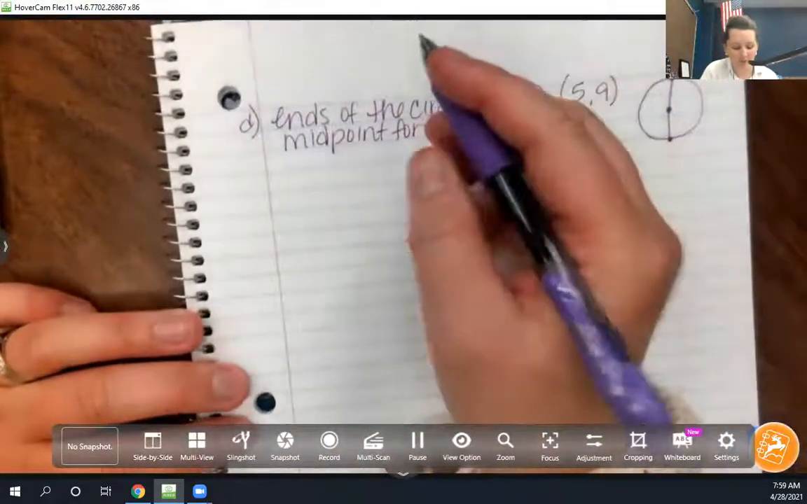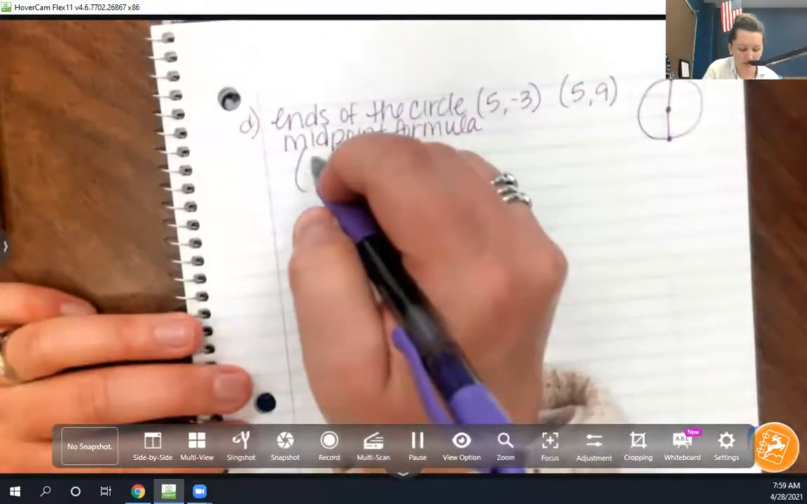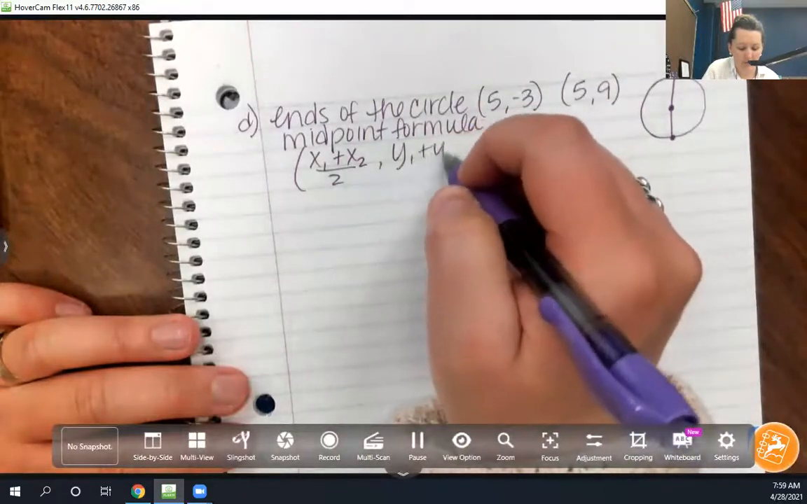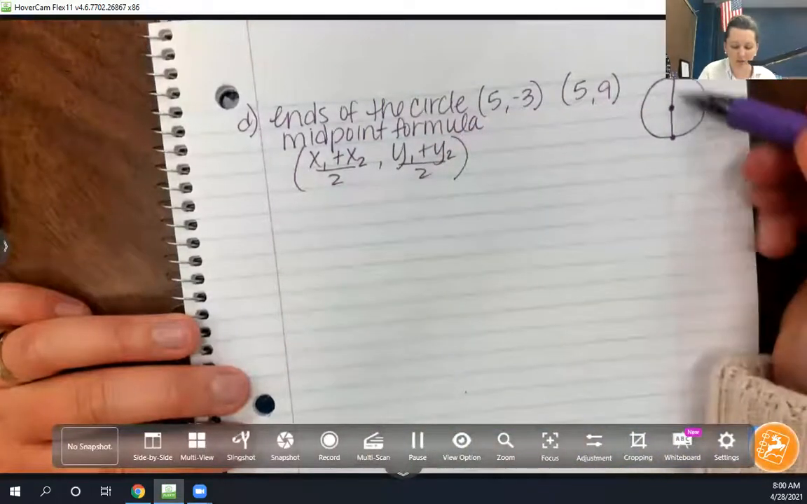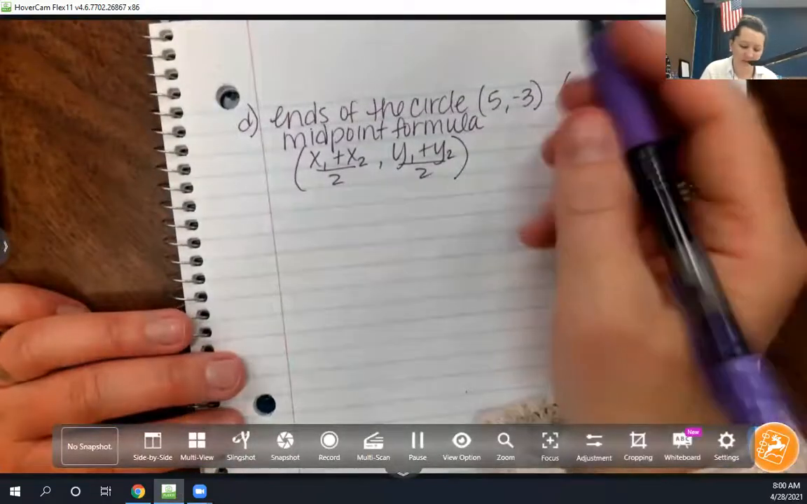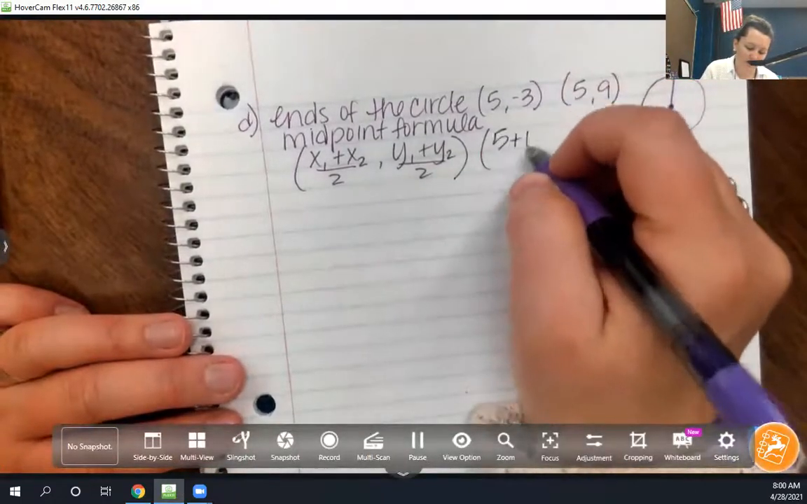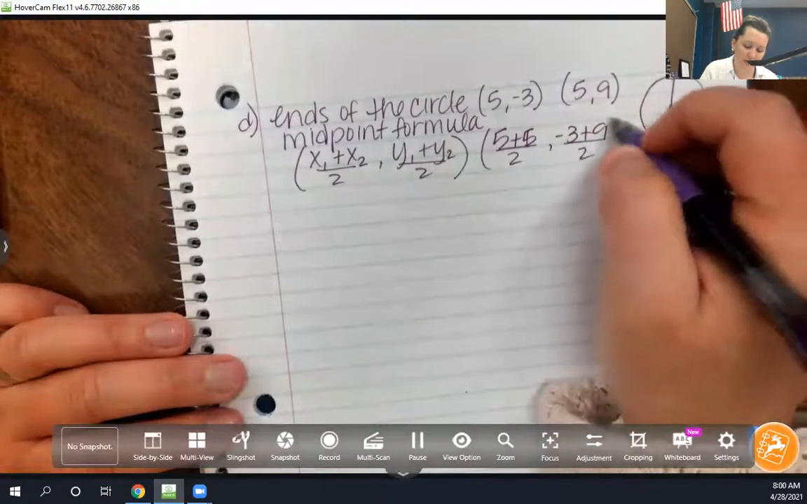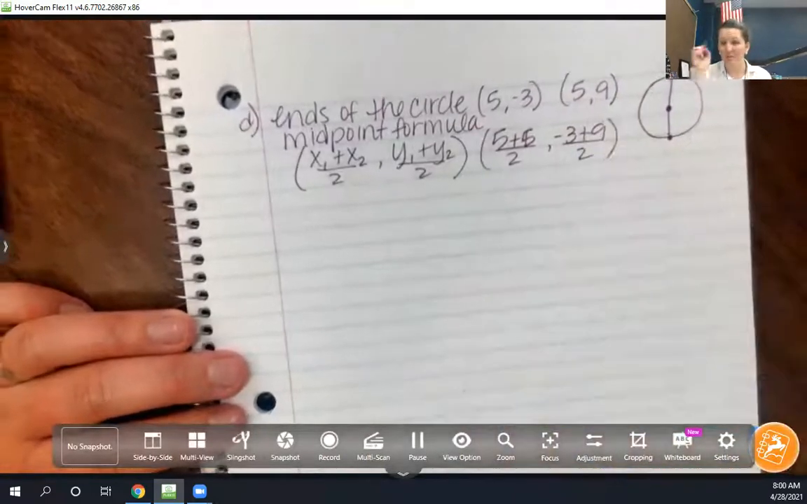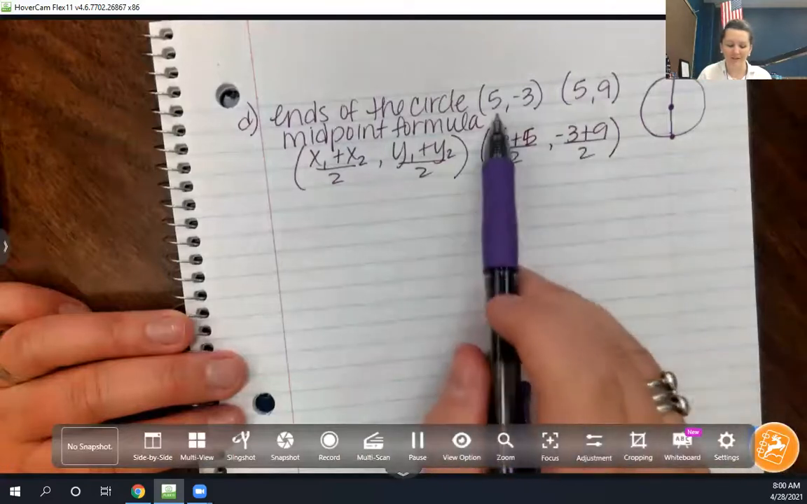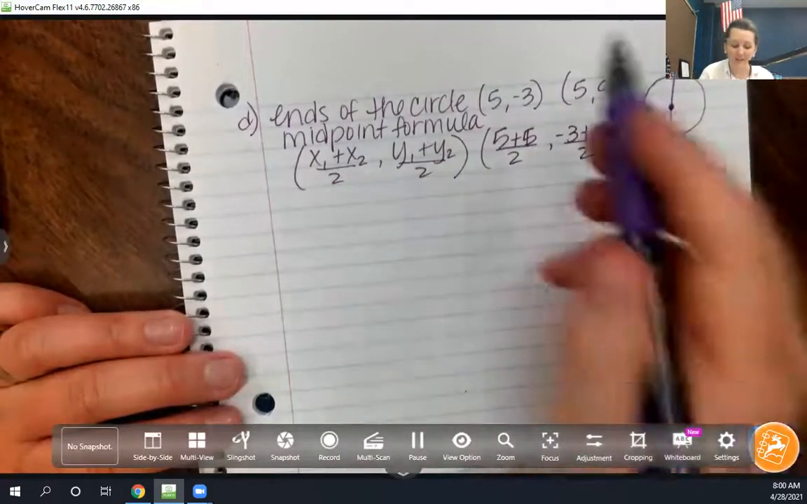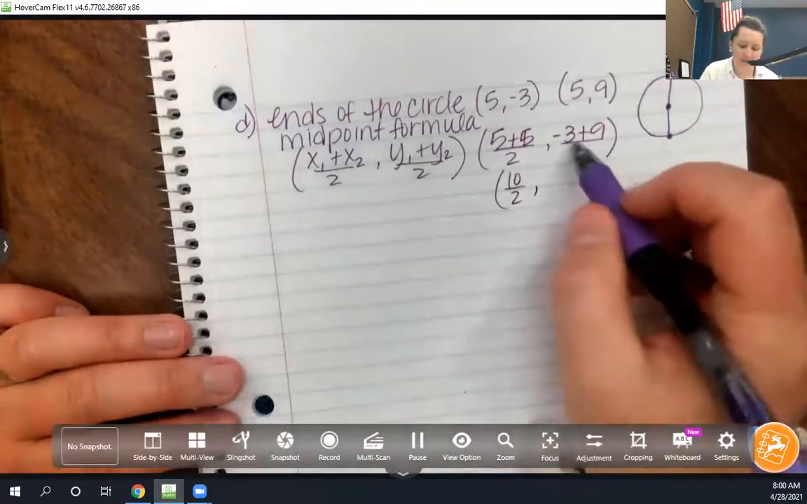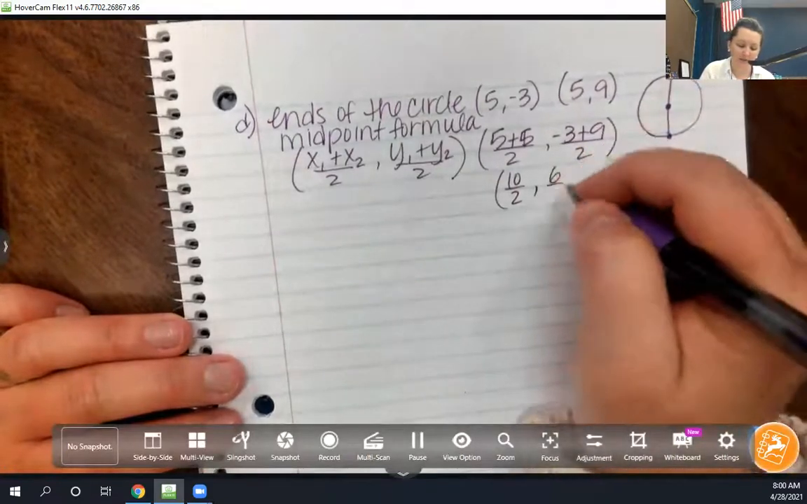Your midpoint is just the average in your x's and the average in your y. So I'm going to write it here. x1 plus x2 divided by 2, y1 plus y2 divided by 2. I'm really just finding the average, right? I'm finding the middle. So let's plug these in. 5 plus 5 divided by 2 and negative 3 plus 9 divided by 2. You could probably already look and tell where that center is going to be, right? Because these are 5 and 5. They're the same x value. But we're going to go through the motions anyway. So we have 10 divided by 2. Negative 3 plus 9 is 6 divided by 2.